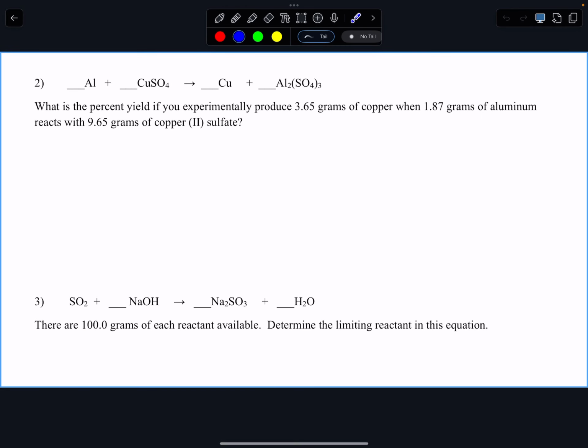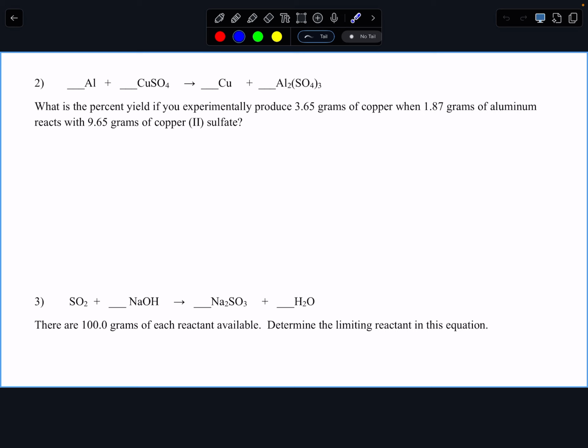All right. So number 2, we have what is the percent yield if you experimentally produce 3.65 grams of copper when 1.87 grams of aluminum reacts with 9.65 grams of copper 2 sulfate. It's a lot of numbers right here, right? Okay, first things first. 2 things. Stick with what we know. We need what? Chemical reaction and limiting reactant.